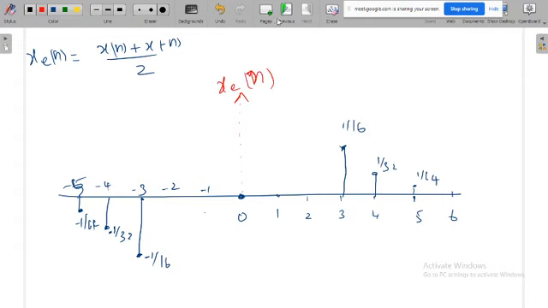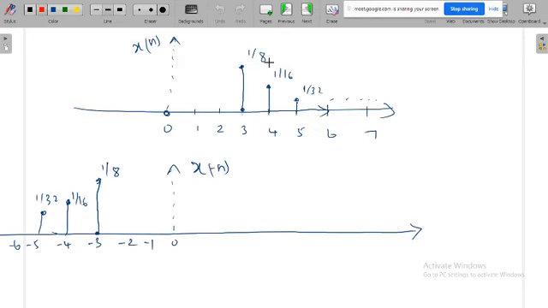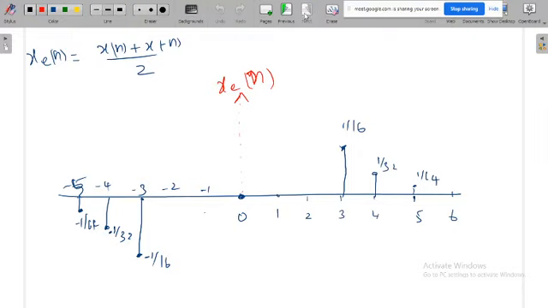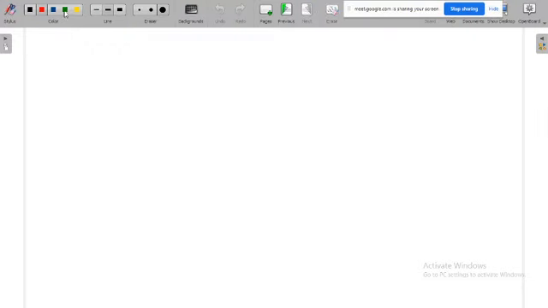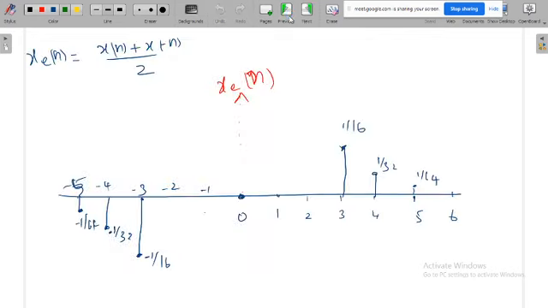Okay, next what you have to do? Odd part of the signal. For the odd part of the signal, from the diagram 1 you have to subtract the diagram 2. That means diagram 2 has to be subtracted from diagram 1. Okay, so what about the odd part of the signal? The odd part x_o of n is equal to x of n minus x of minus n divided by 2. And also you have to put by 2.